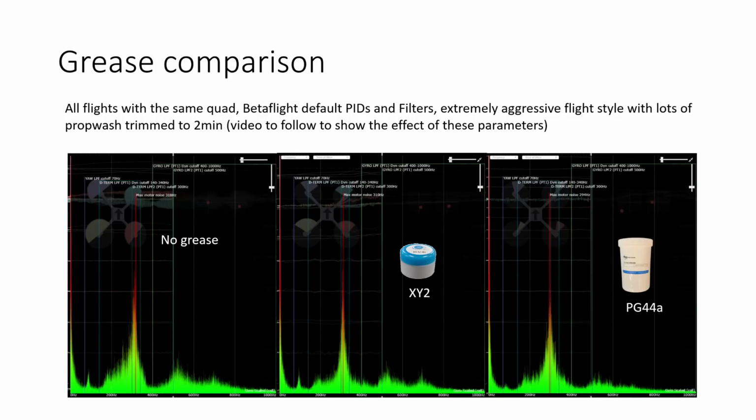Comparing the three charts, I think it's clear that the XY2 damping grease is better than no grease. And the PG44A, in my opinion, did perform even slightly better than the XY2, particularly at the higher frequencies. If you can't find Nyogel PG44A, they do a 767A and a 774VH.